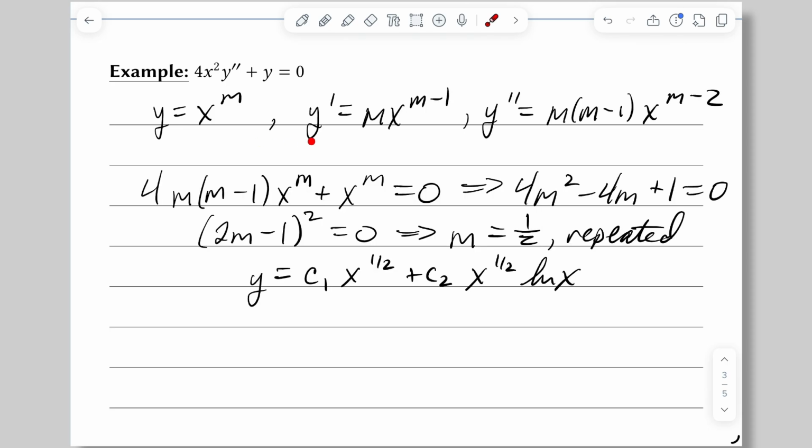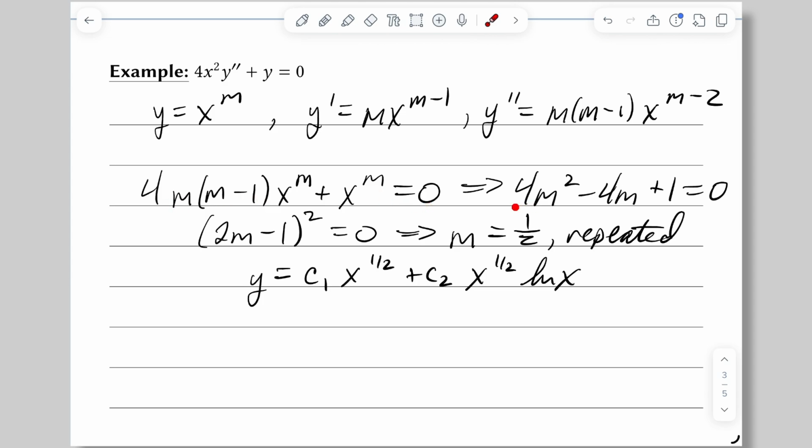We have that y prime is m x to the m minus 1, y double prime is m times m minus 1 x to the m minus 2. Multiplying that y double prime by x squared is going to give us a term that is 4m(m minus 1) x to the m. And then for y, we have x to the m. Those add up to 0.